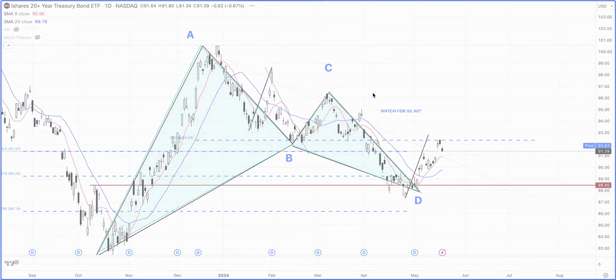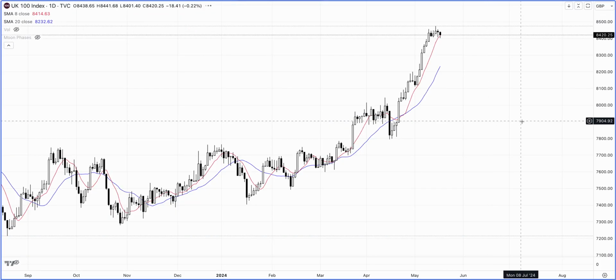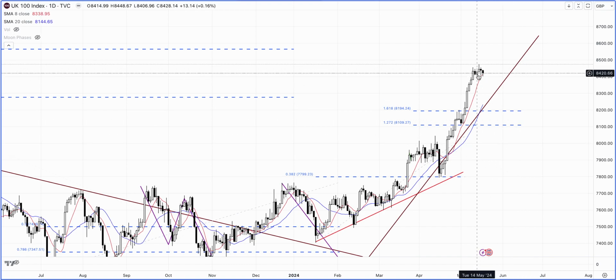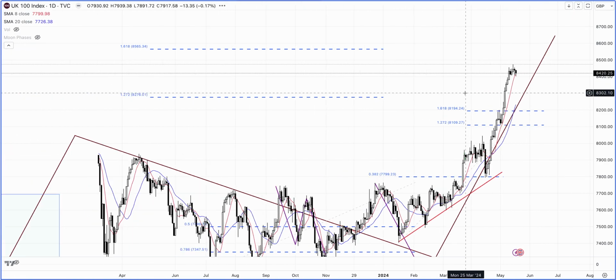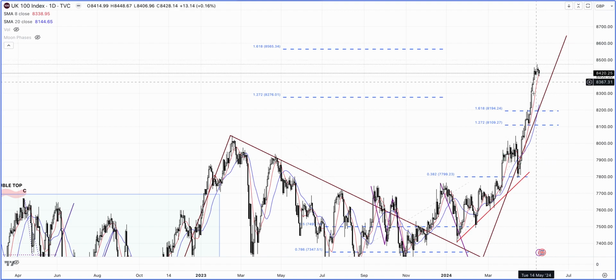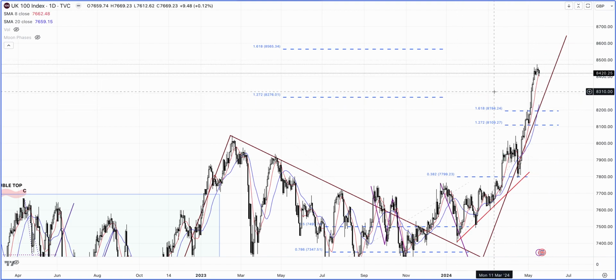And here is the chart for the FTSE 100. This is the daily chart. We see another consecutive day of consolidation around this level. It has had a fantastic move to the upside, and it's just hovering around this 8-period moving average. Chances are it could still get to 8565, a little bit higher, unless it begins to close below the 20-period moving average, which is quite far away at the moment.